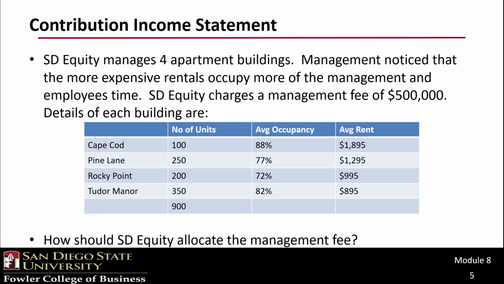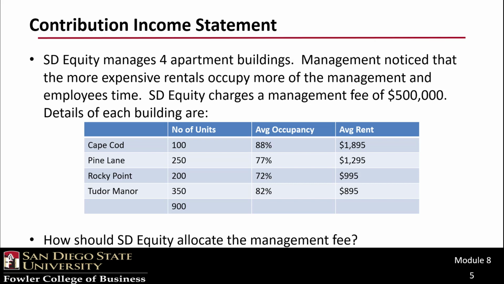So in an example, SD Equity manages 4 apartment buildings, and management noticed that the more expensive rentals tend to occupy more of management and employees' time. So SD Equity charges a flat management fee of $500,000 for all of the 4 different buildings. And here's some of the detail of each of the buildings.